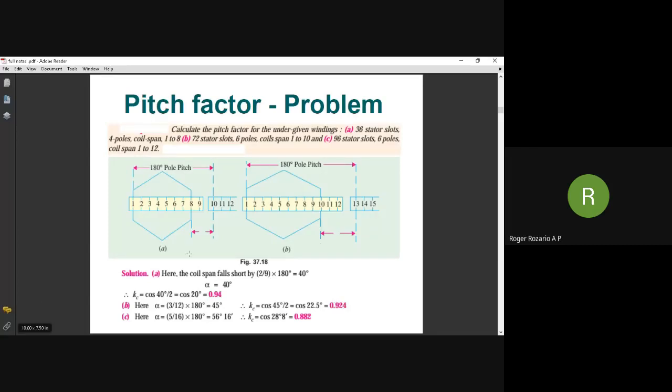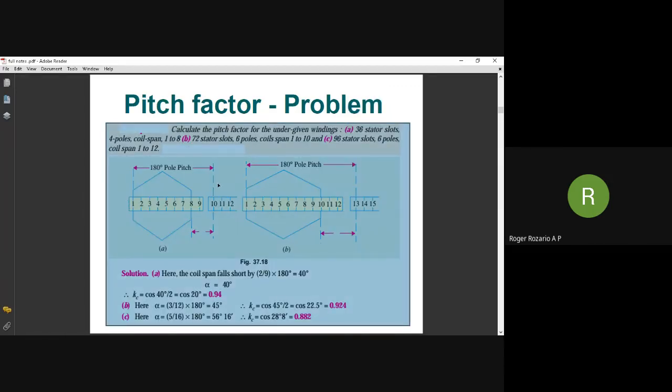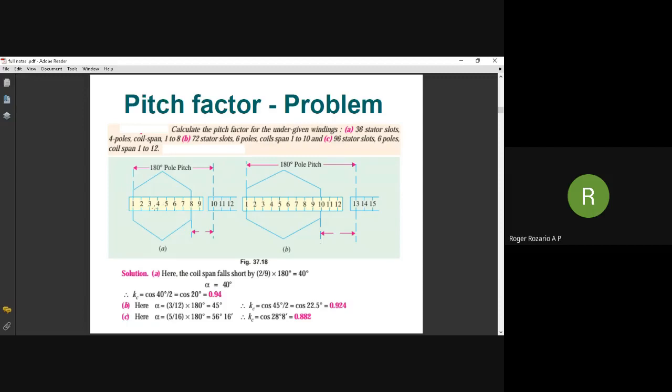Understood? Read this problem. Calculate the pitch factor for the given windings. How many slots are there? 36 slots are there. How many poles are there? 4 poles are there. Coil span 1 to 8. This is for B. For A, it is 36 stator slots, 4 poles. So tell me how many slots will be there under one pole.